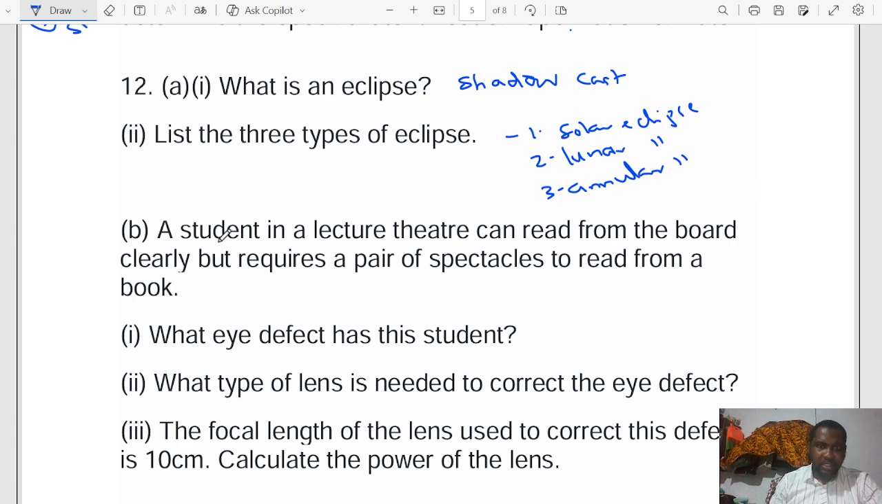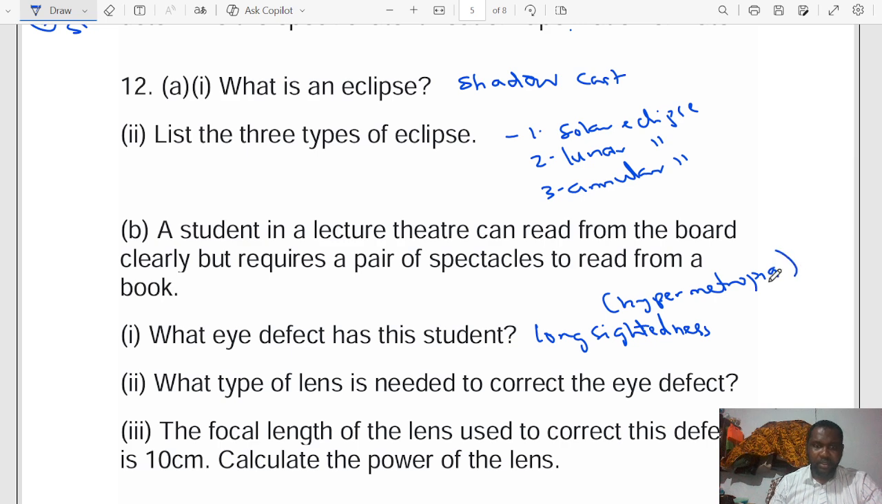Now the next one says a student in a lecture theater can read from the board clearly, but requires a pair of spectacles to read from a book. So what eye defect has this student? The student has long-sightedness because the student can only see a distant object. So the student is suffering from long-sightedness, or what we call hypermetropia.